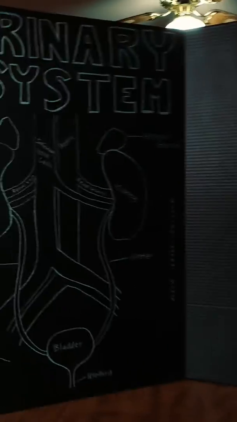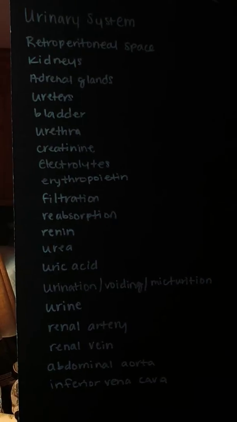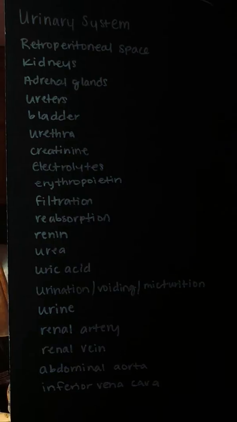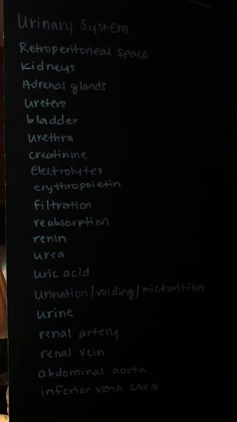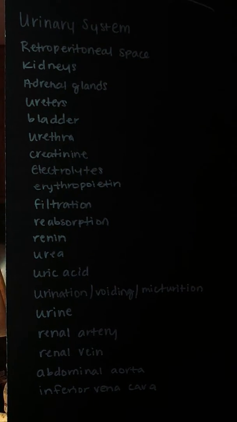Urea. It's a waste product from the protein metabolism, and it is removed from the blood by the kidneys. Uric acid. It is a waste product from the purine metabolism. It is removed from the blood by the kidneys also. Urination, which is also known as voiding, is a process of expelling urine from the body, which we call passing water. Urine. That is water, waste products, and other substances excreted by the kidneys and stored in the bladder.